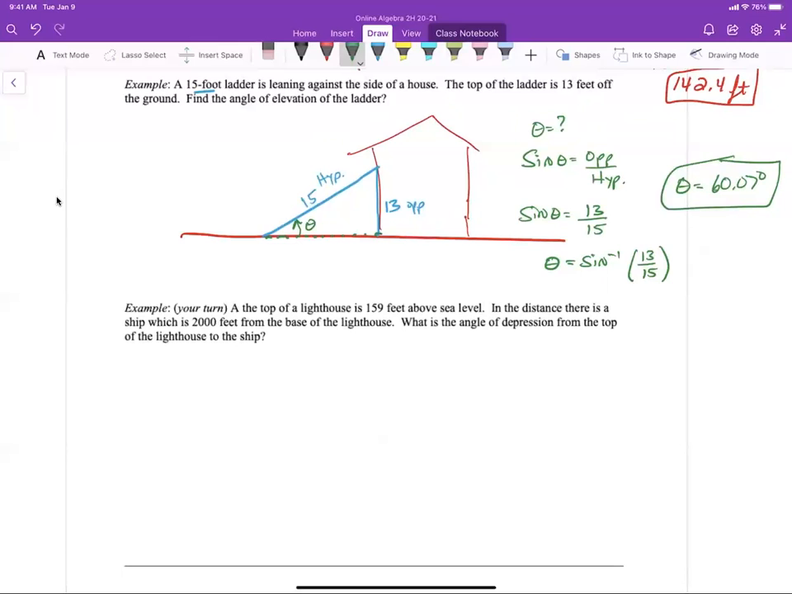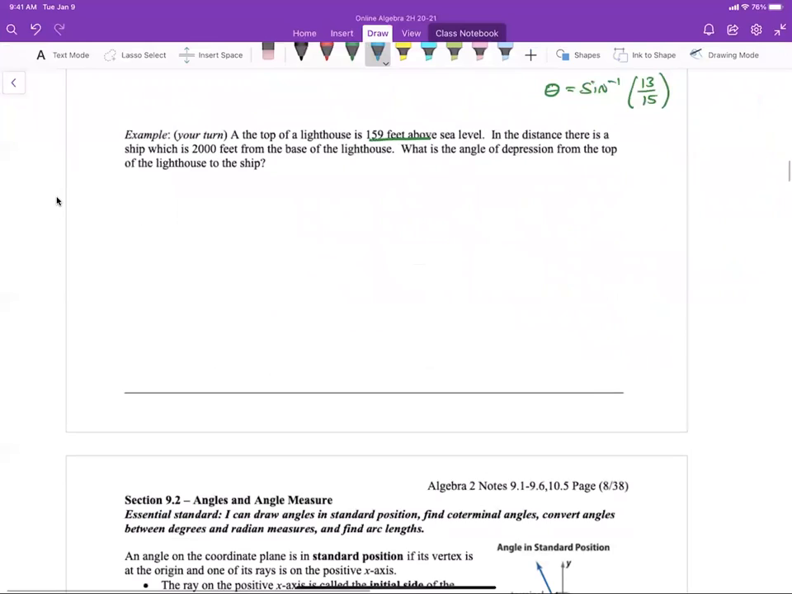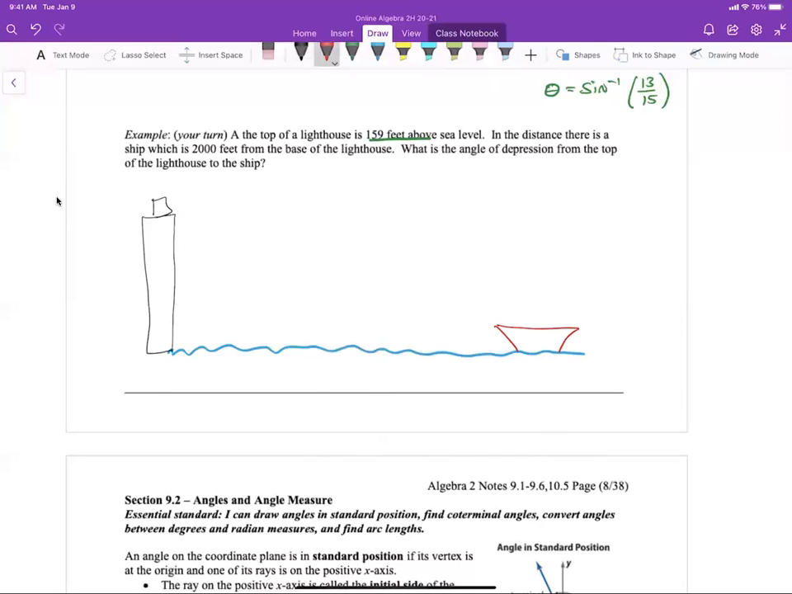Welcome back. I have the top of a lighthouse that's 150 feet above sea level. In the distance, there is a ship which is 2,000 feet from the base of the lighthouse. What is the angle of depression from the top of the lighthouse? So here is my water. Here is my lighthouse. Okay. I have somewhere out in the distance a ship. Okay, there's my ship.